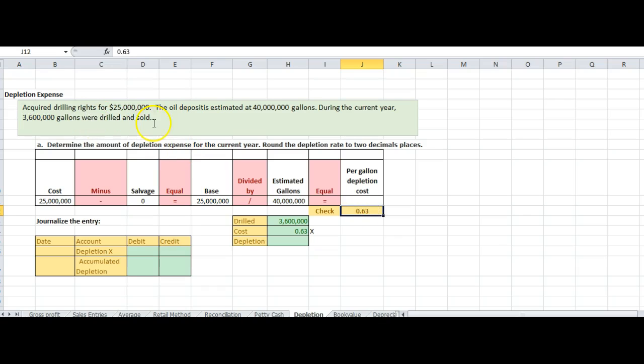How much did they take out? 3.6 million. So if I multiply that times 63, I come up with the depletion cost. That's a cost, just like depreciation cost. So then whatever this number is, you use the depreciation expense and accumulated depreciation.